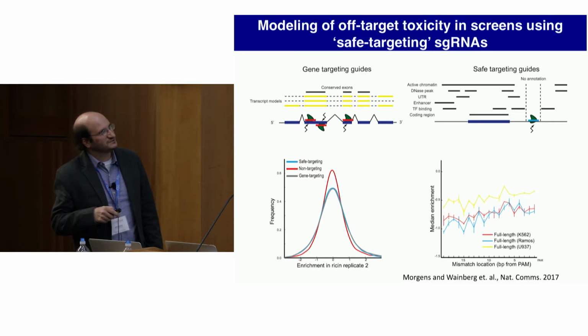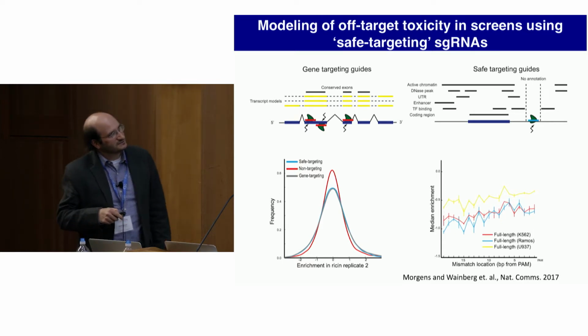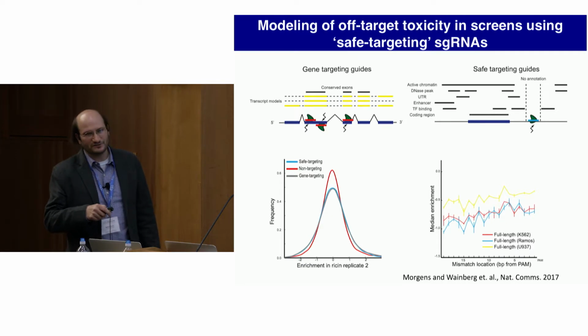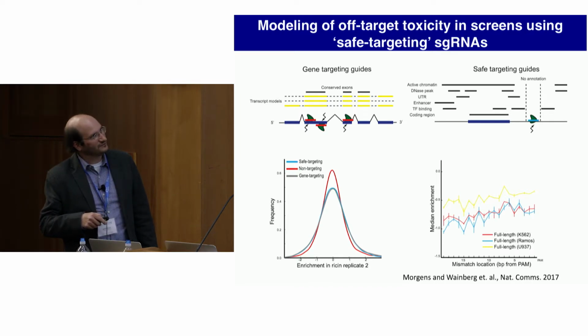To cut to the chase, the interesting observation here is the distribution of guide RNAs for either gene-targeting guides. You can see there's a range of phenotypes. Some of them are very highly deleterious when you knock them out. Some of them are slightly protective.